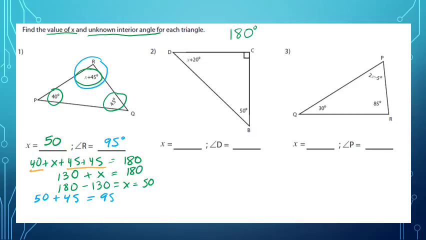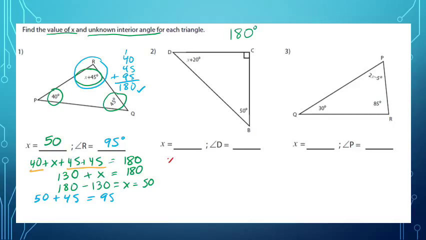And again, one last check to make sure I'm correct would be to go back and add those angles together, 40 plus 45 plus 95, and make sure that I get a sum of 180. In this case, 5 plus 5 is 10, and then I have 18 here. So 180, check. Moving on to number 2.